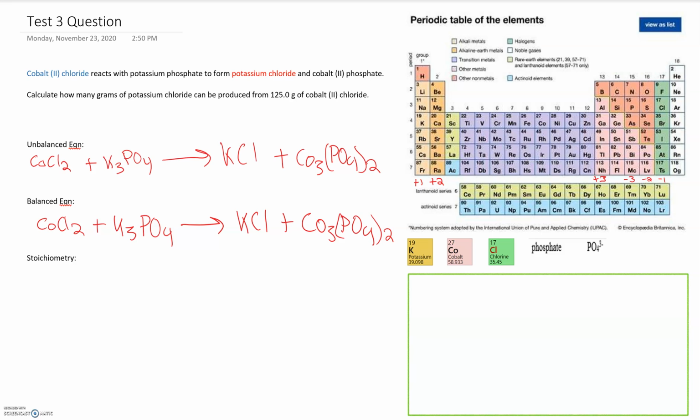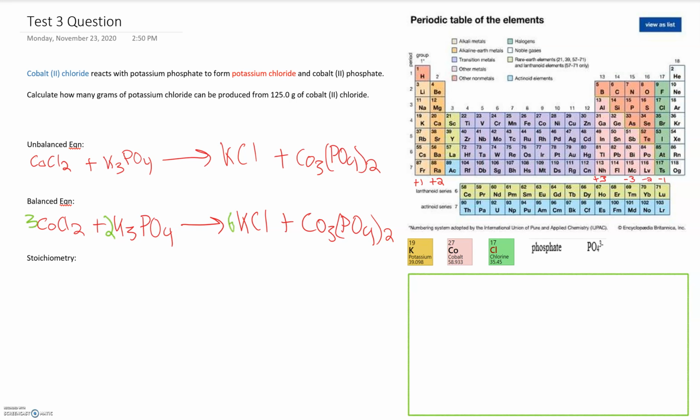Next, we'll add our coefficients. We'll start by balancing our phosphates. On the right-hand side of the equation, you can see that we have 2 phosphates, so we'll add a coefficient of 2 on the left-hand side. That changes the amount of potassium that we have to 6, so we'll add a coefficient of 6 on the right-hand side. That then changes the amount of chlorines that we have to 6, so we'll write a coefficient of 3 on the left-hand side, which also balances our cobalts.